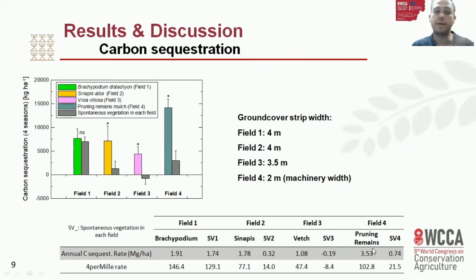For this reason, they have a very high carbon sequestration rate in only 2 meters of strip. But other ground cover, seeded ground cover, provide value between 1 and 2 tons per hectare. All of them fulfill widely the objective of the 4 per thousand initiative.